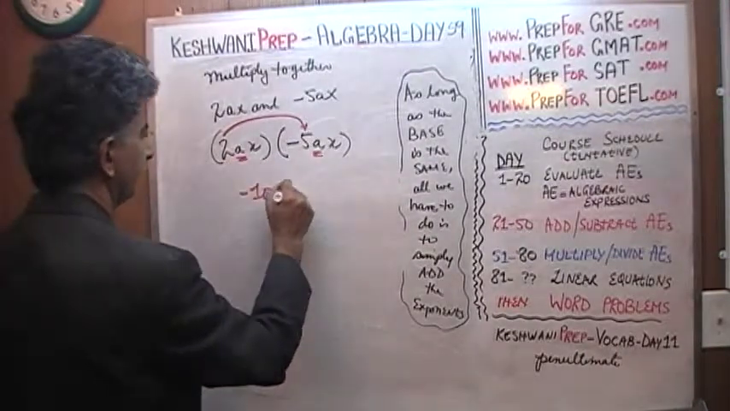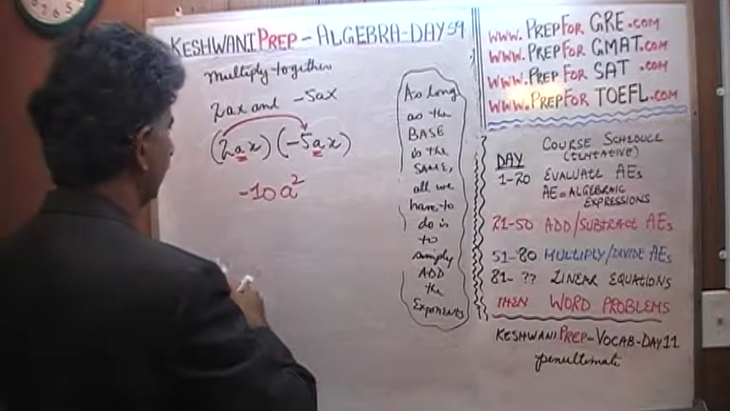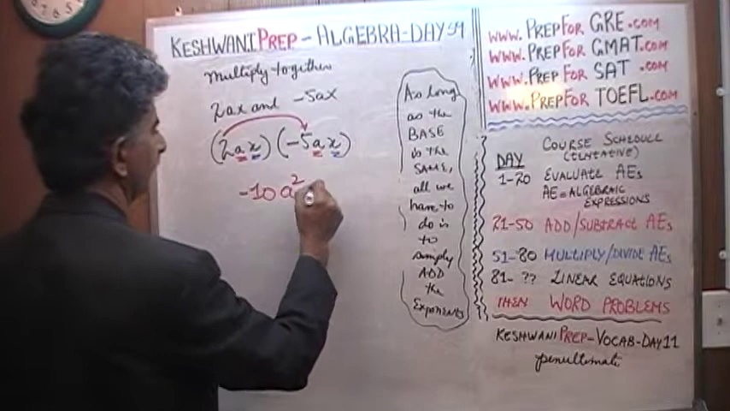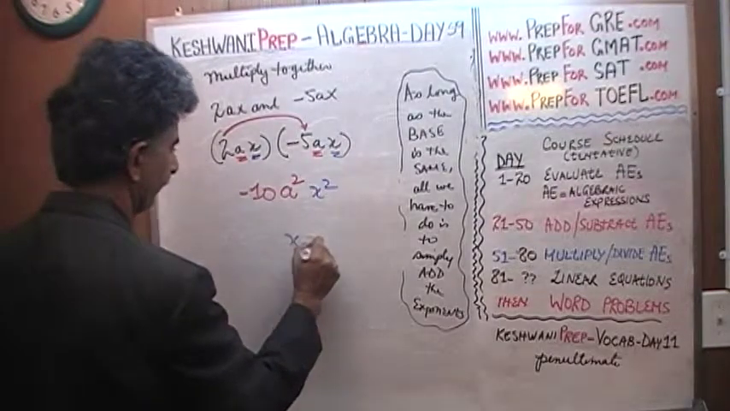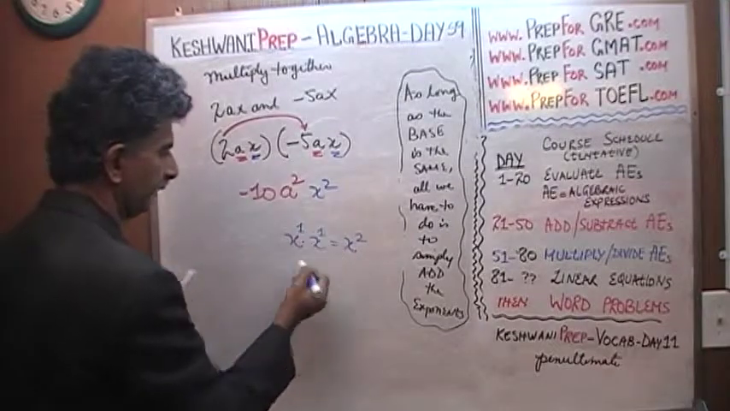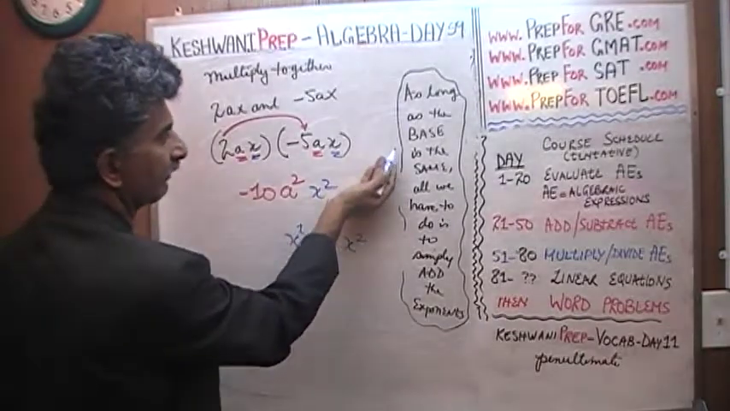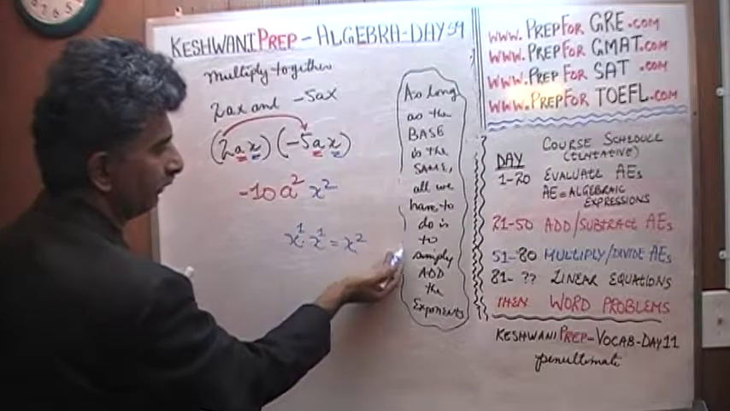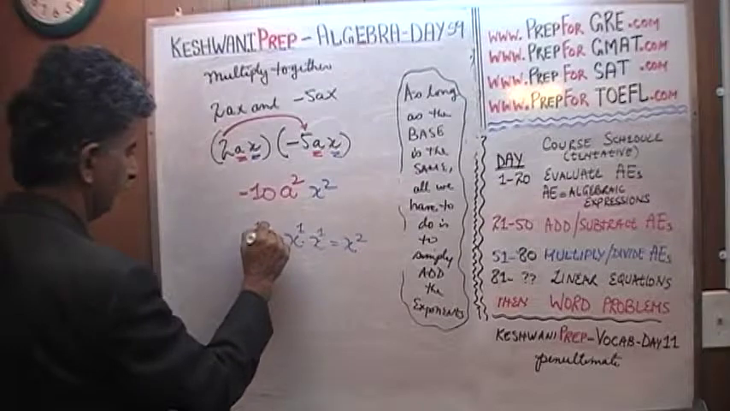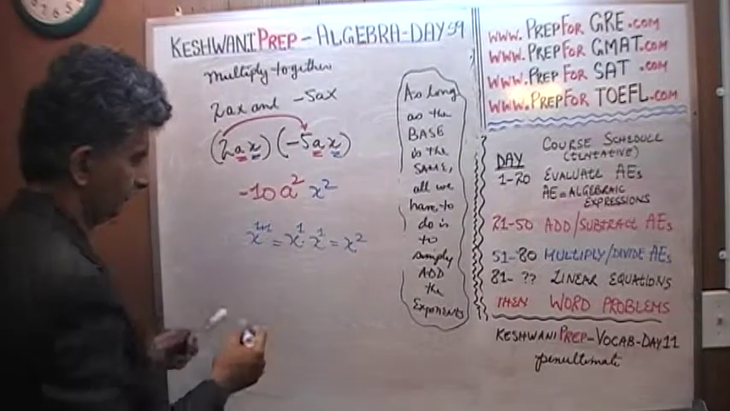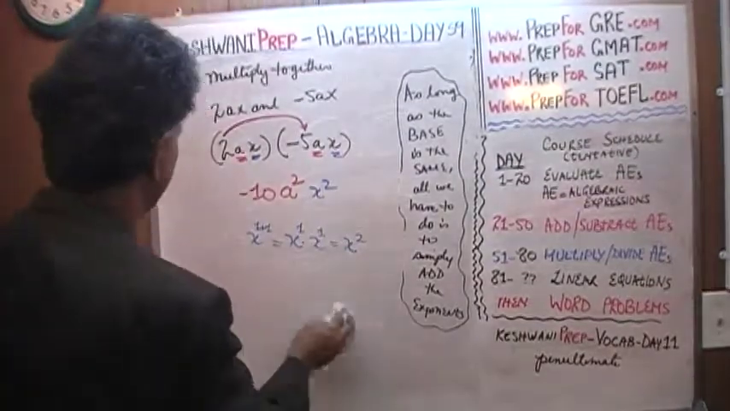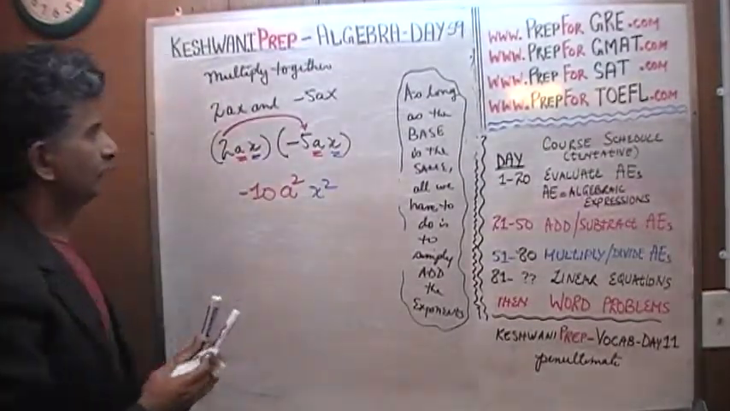A times a is going to give us a squared, and x times x is going to give us x squared. X times x is x squared, because this one has an exponent of 1, this one has an exponent of 1, and as long as the base is the same, all we have to do is simply add the exponents. So this is simply x raised to 1 plus 1, which is x raised to 2. That's it, we're done. The answer is negative 10 a squared x squared. That was the end of that one.